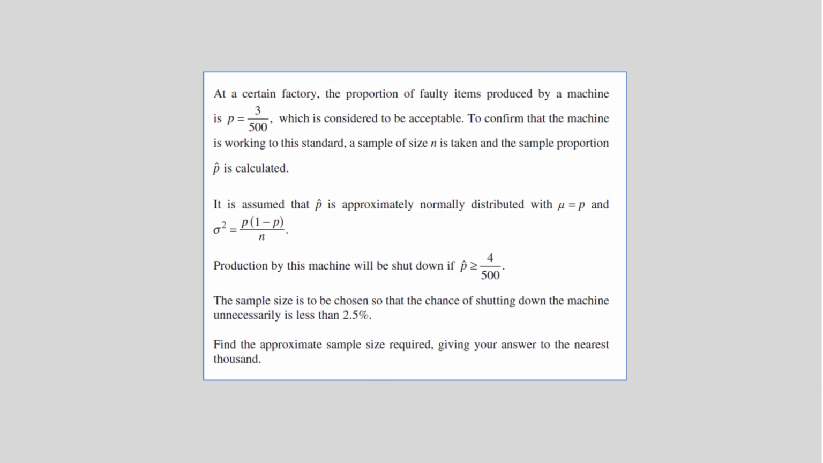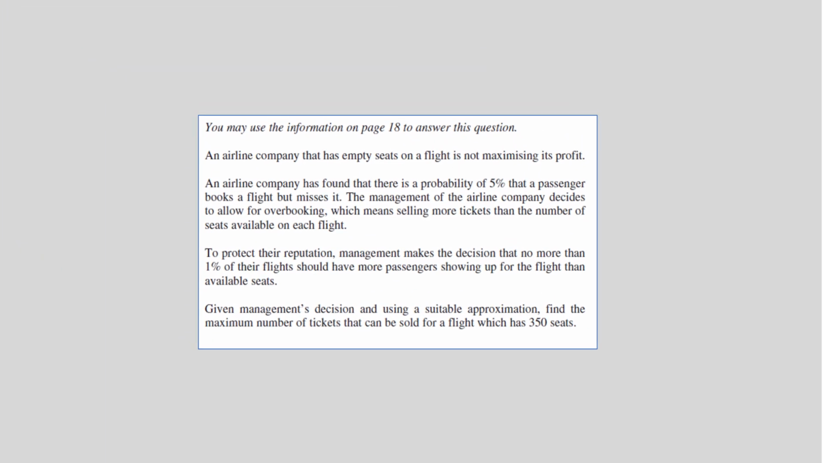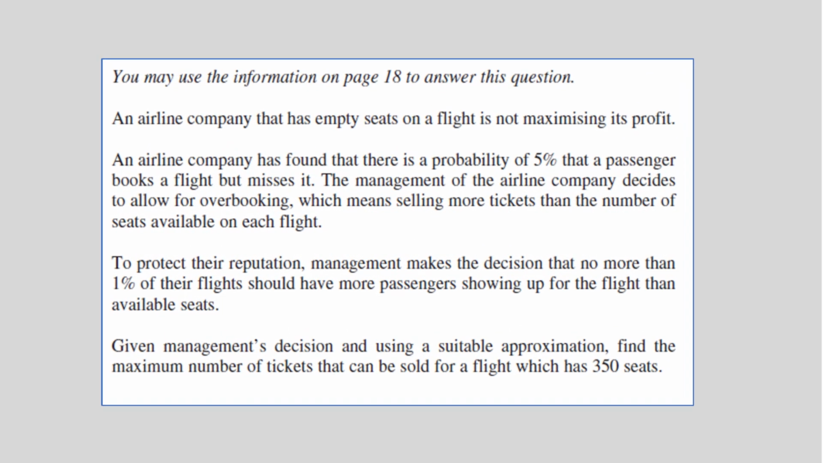About this one here, this is the question that we just did, and we can see that we're given formulas for the sample proportion. And finally this one, what have we got here? We have got not a lot of information in this question. Probability of 5%, passenger books a flight and misses it. So that kind of makes you think that it's a sample proportion, but at no point in this question are they taking samples. So this one is a binomial distribution that we're going to approximate as a normal distribution.